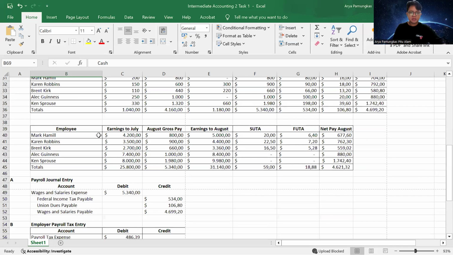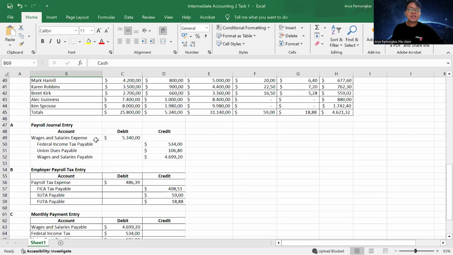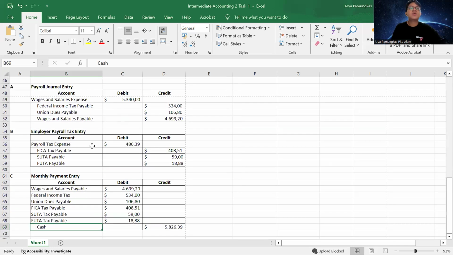May this help our learning process to know more about how we can journal the payroll entry, and that's all I can explain.